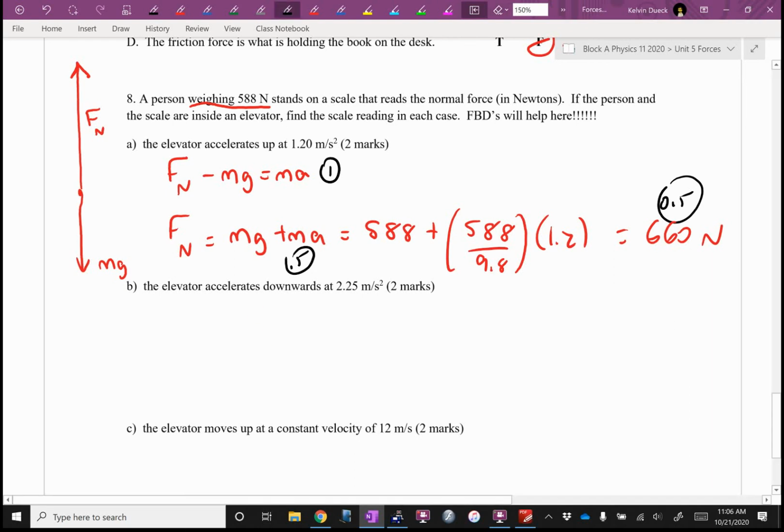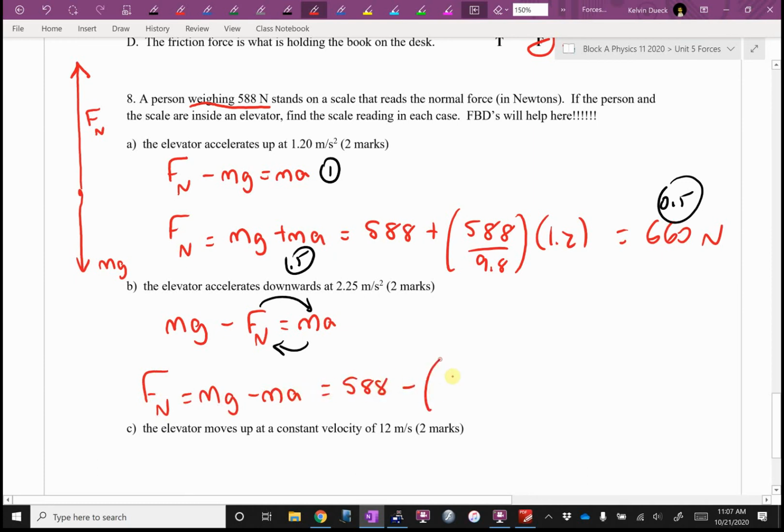But for now, I got to B, and I said, I wonder if I can imagine a new free body diagram in my head. If we're accelerating downwards, which arrow here would be longer? Who would be winning? So I went like this. mg minus Fn equals ma. I did the swappy dance here. Aiden, I got Fn equals mg minus ma. And I said, okay, that's going to be 588 minus 588 over 9.8 times 2.25.